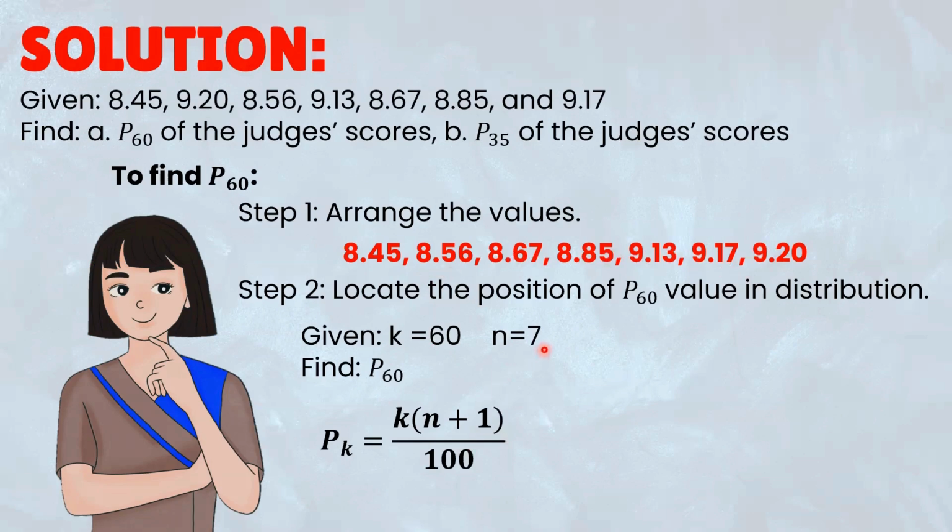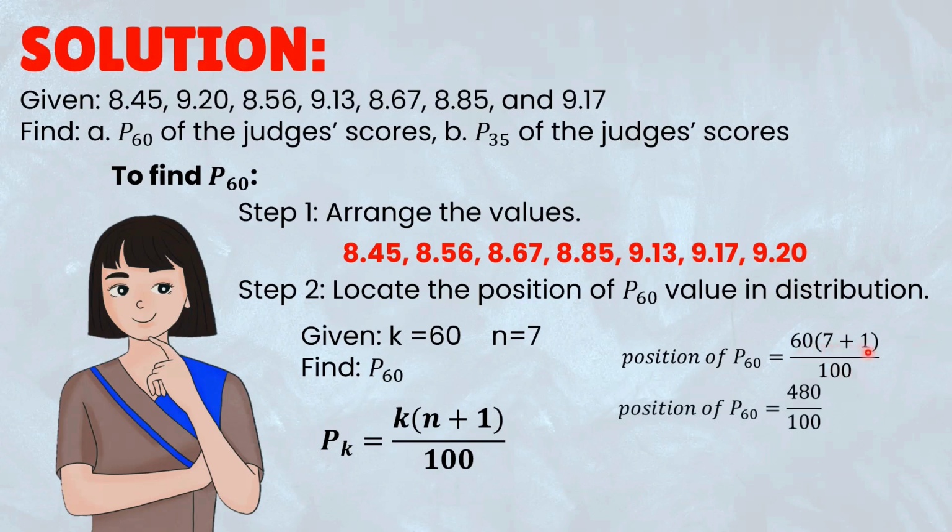Now, we substitute the given to our formula. So position of percentile 60 is equal to, we replace k by 60. So we have 60 here. We replace n by 7. So we have 7. And then copy the rest in the formula. Plus 1 over 100. We perform the operation. So we have 7 plus 1 is 8 times 60. That gives us 480 divided by 100. That gives us 4.8. So percentile 60 value is located in the 4.8 position.